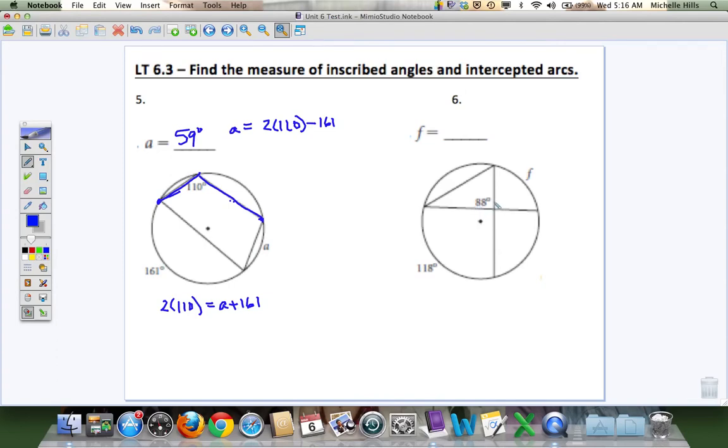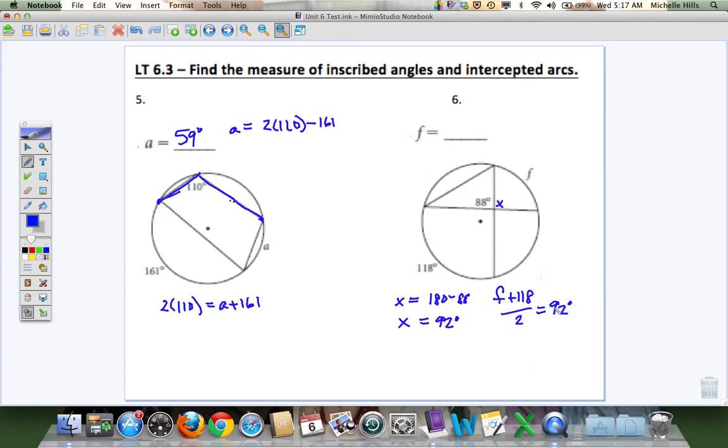And the short method is to say, okay, if this is 88 degrees, I'm going to make this x. So x, because that's a linear pair, is 180 minus 88, which means x is 92 degrees. Now, I happen to know that the measure of this angle is half the sum of the measures of these intercepted arcs. So I can find f, because if I take f plus 118 and divide by 2, I end up with the measure of that angle, which is 92 degrees.